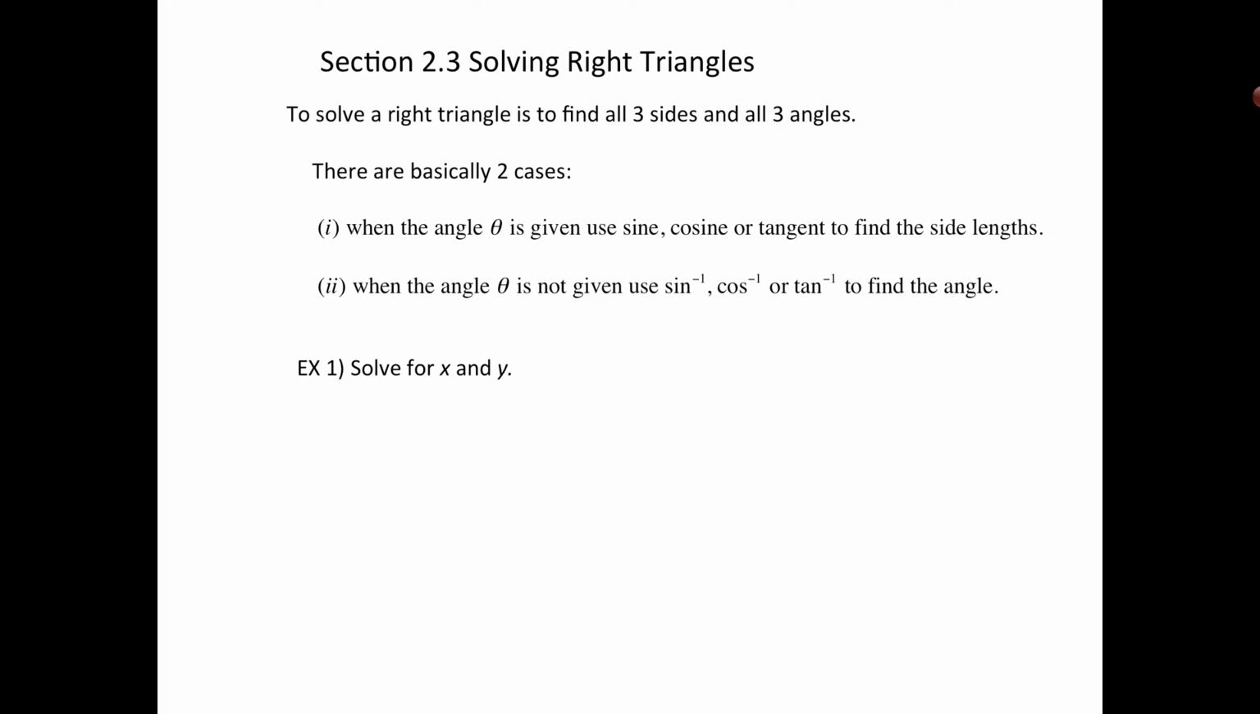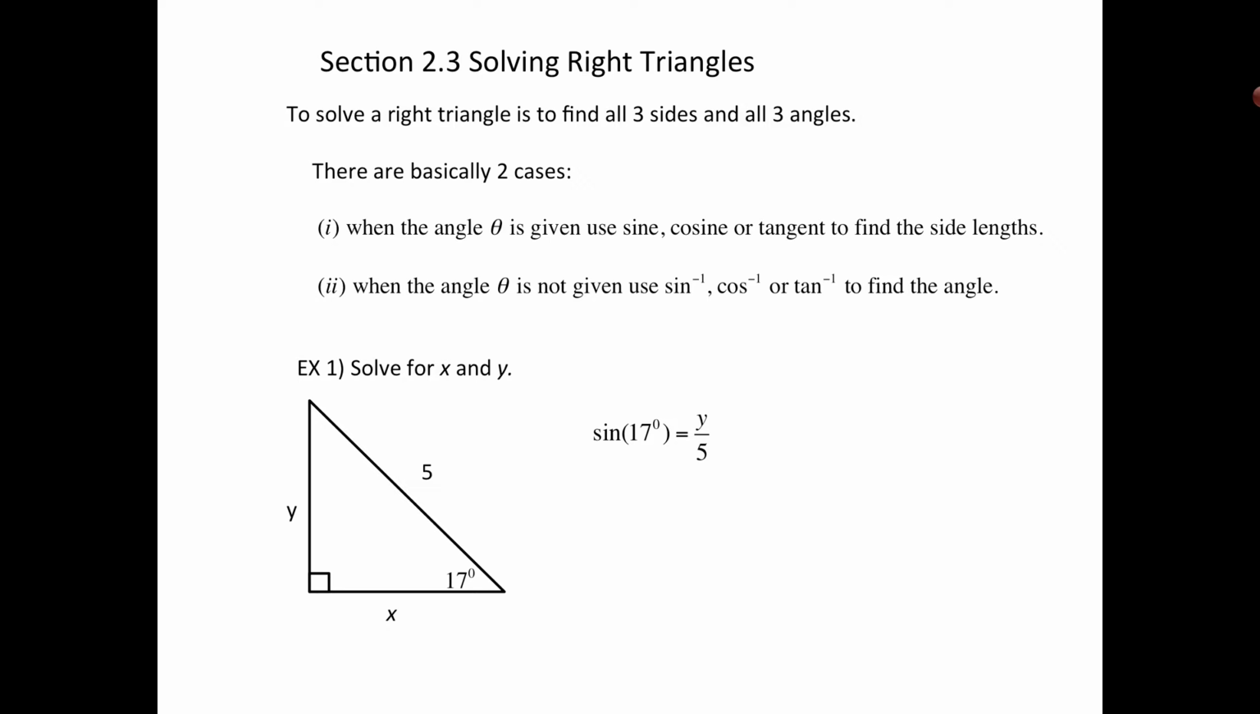For example, solve for x and y here. What a beautiful triangle, can't believe I made that myself. So to solve for x and y, we need to set up either sine, cosine, or tangent. Well, tangent is out of the question because that would be y over x. That doesn't use the number 5. So tangent is out. How about sine?